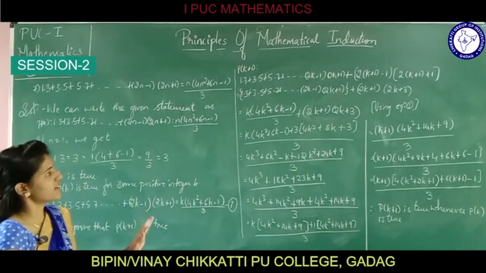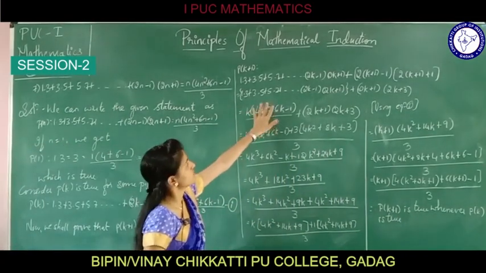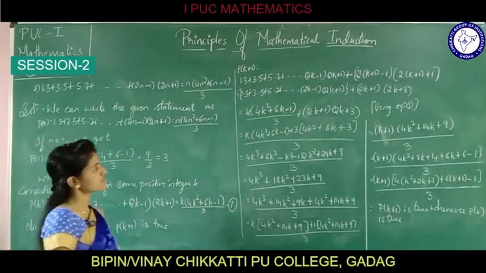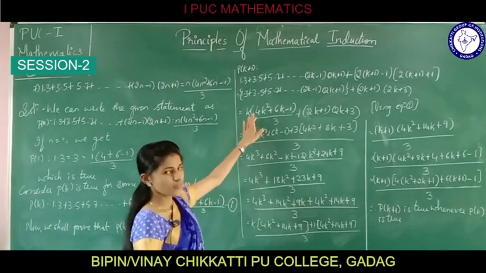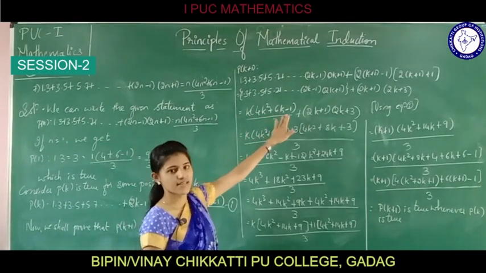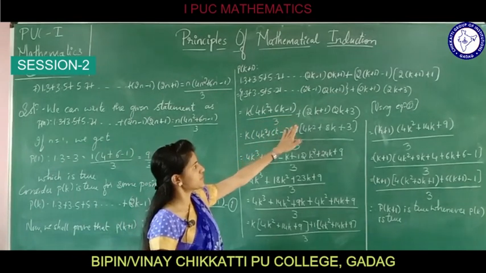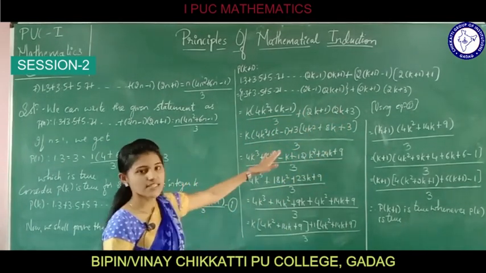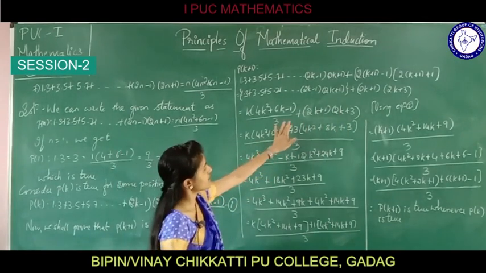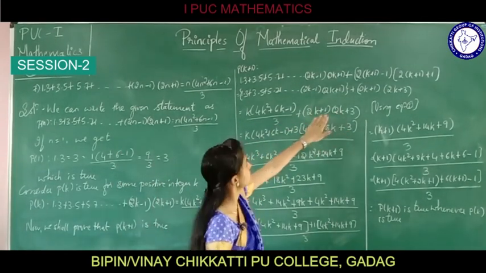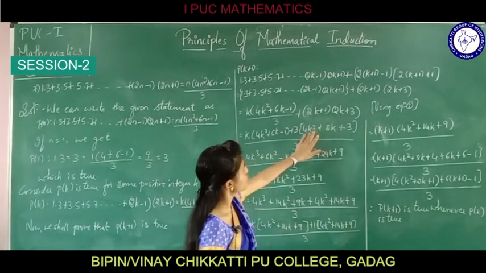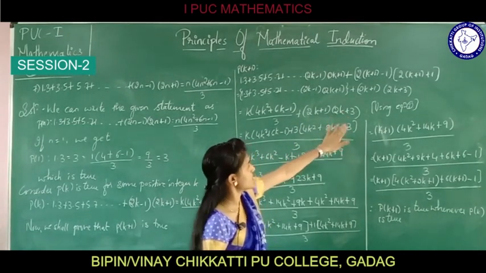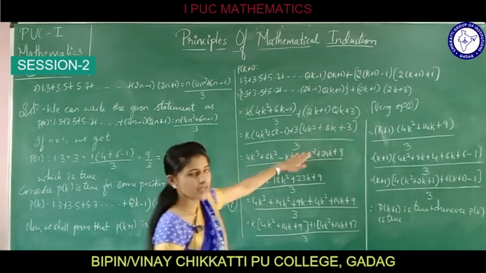Just we have simplified it. How we have simplified? We have written this. This is being replaced by equation 1. On replacing, what we have got? k into 4k square plus 6k minus 1 divided by 3 plus 2k plus 1 into 2k plus 3. Later on, take the LCM. After taking the LCM, I have simplified these two brackets, that is 2k into 2k, 4k square, 2k into 3 is 6k, plus 2k, 8k, plus 3 divided by 3.